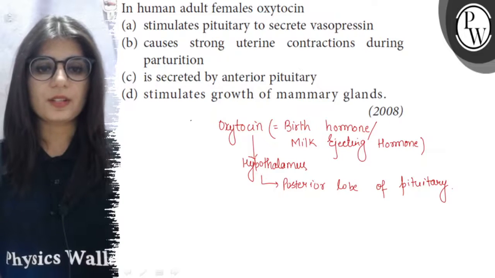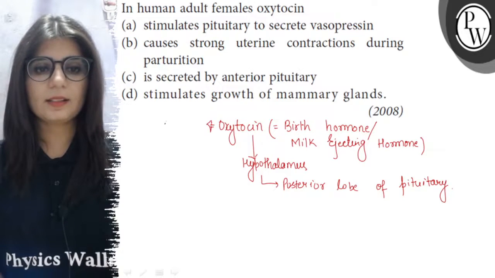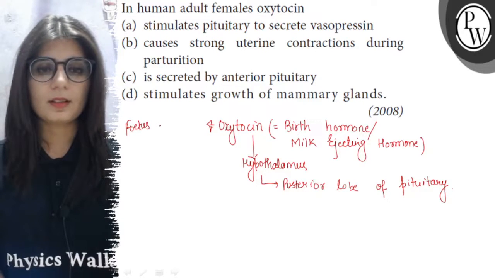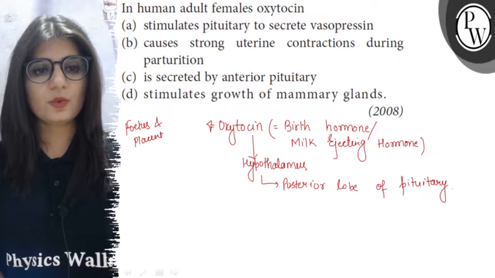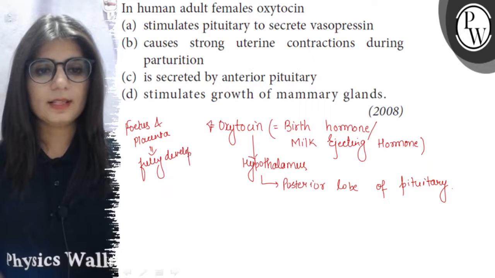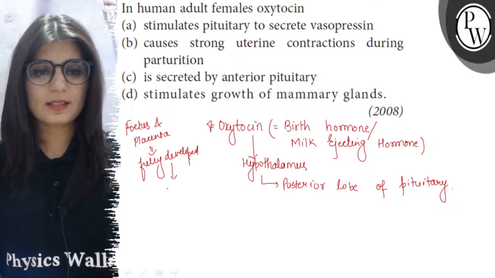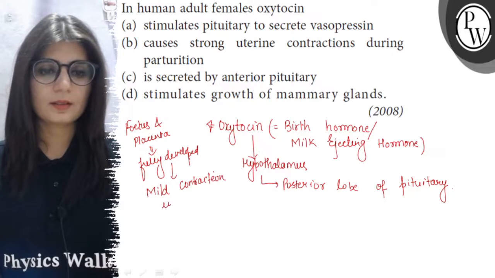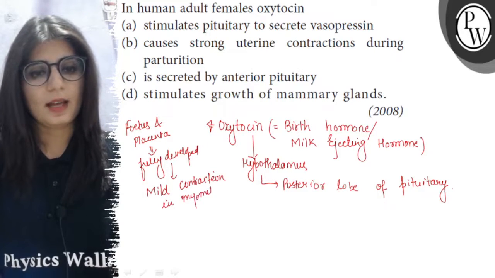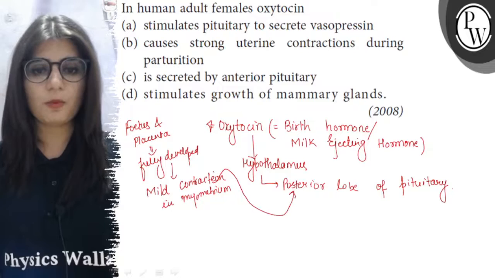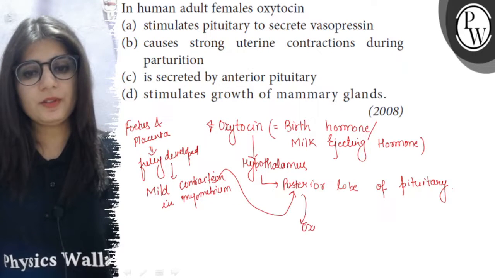Now this oxytocin is released at the time of parturition. It means when the fetus and the placenta, these two structures are fully developed, then they cause a mild contraction in the uterus, and this mild contraction in uterus stimulates the posterior lobe of pituitary to release this hormone oxytocin.